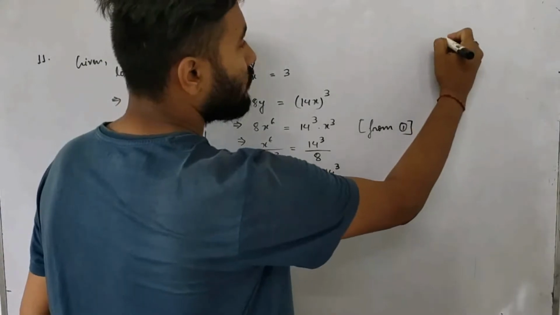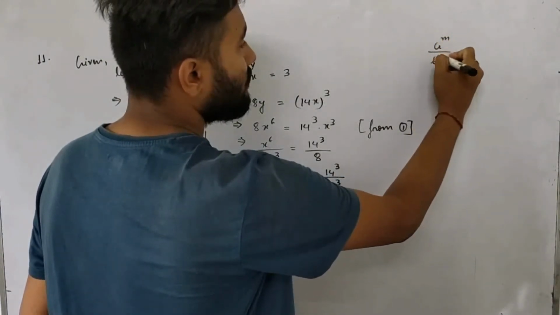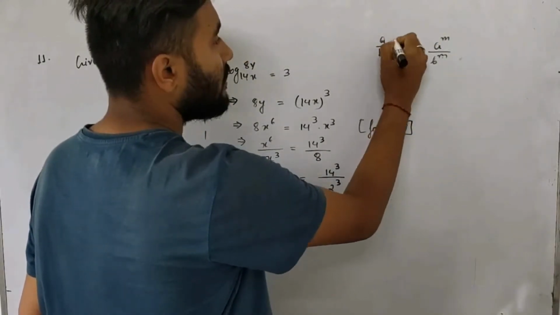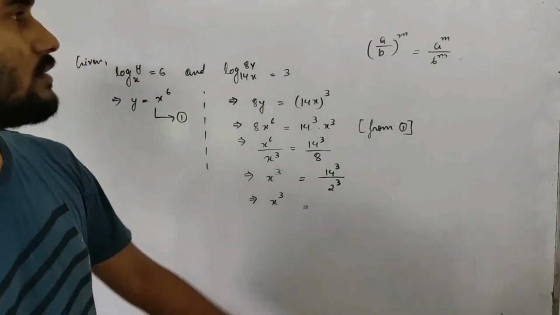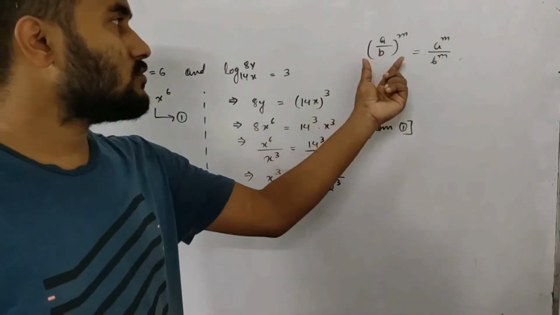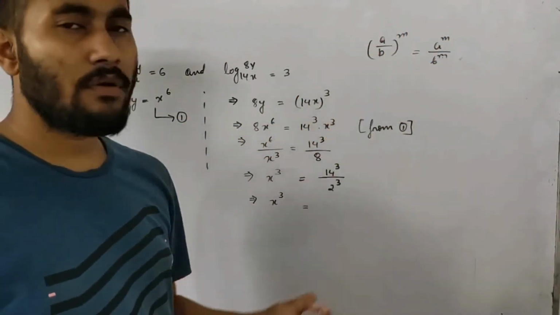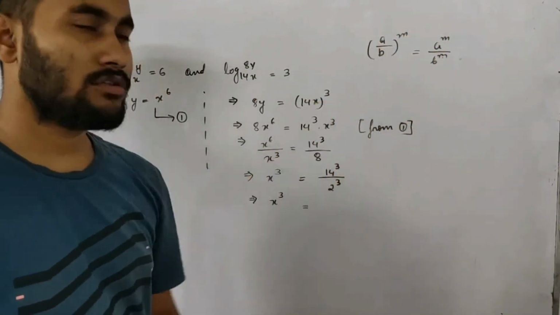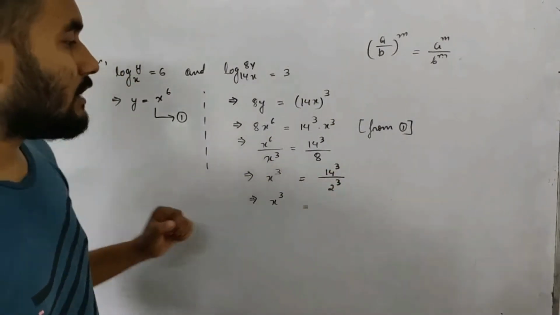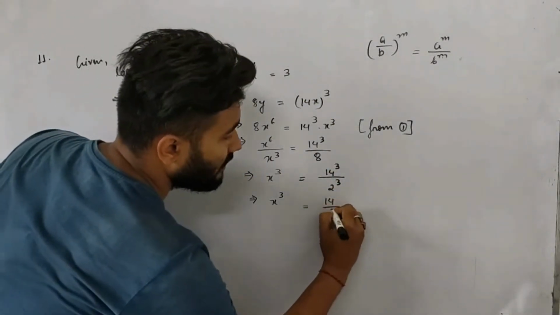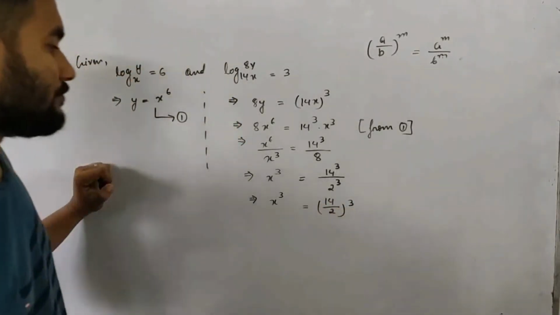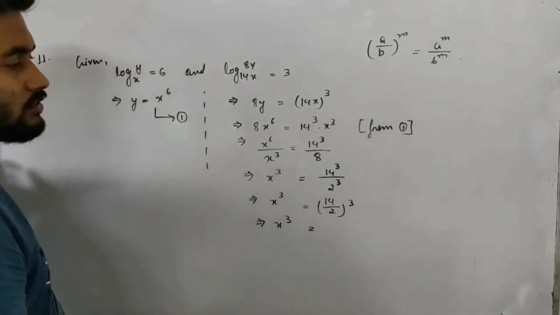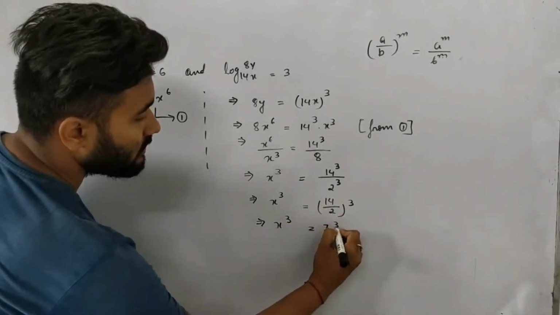This formula, a to the power m divided by b to the power m is equal to what? This was the formula, a by b whole to the power m. Again same, power is same and divide is there, so I can combine them. a by b whole to the power m, or opposite way, a by b whole to the power m is a to the power m also, b to the power m also. So same thing, power is same and divide is there, so I will combine this 14 by 2 whole cube. Done. Which implies x cube will be equal to, what is 14 by 2? 2 sevens are 14. So this is 7 cube.